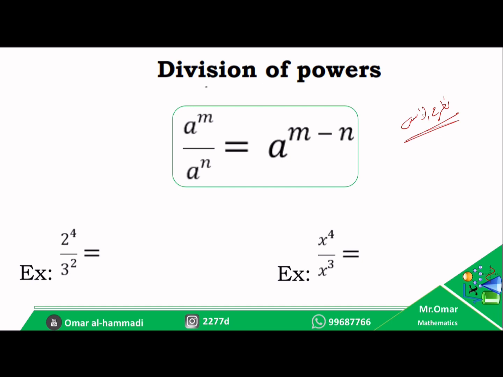Let's do these examples. 2 to the power 4 divided by 2 to the power 2. What do we have to do? We will write it 2 to the power 4 minus 2, which is 2 squared. Again, x to the power 4 divided by x to the power 3. We will write it x to the power what? 4 minus 3, it's only 1. That's it.